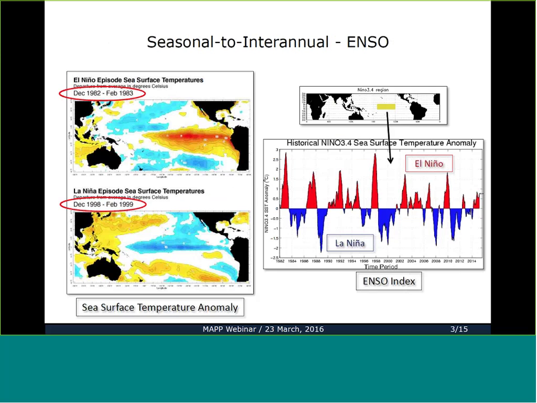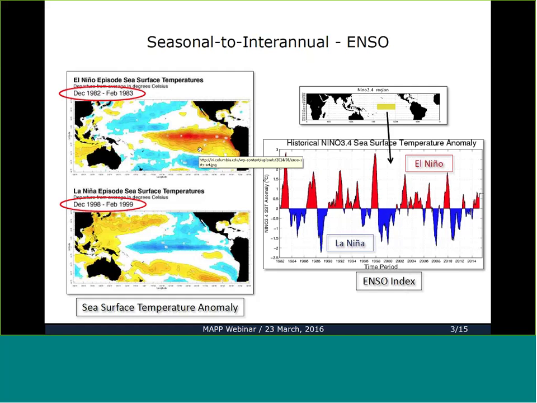We'll start from the seasonal to interannual. The most prominent mode of the variability is El Nino Southern Oscillation. It happens in the tropical Eastern Pacific. It has two phases. One is the warm phase, an example of which is shown in the top left.